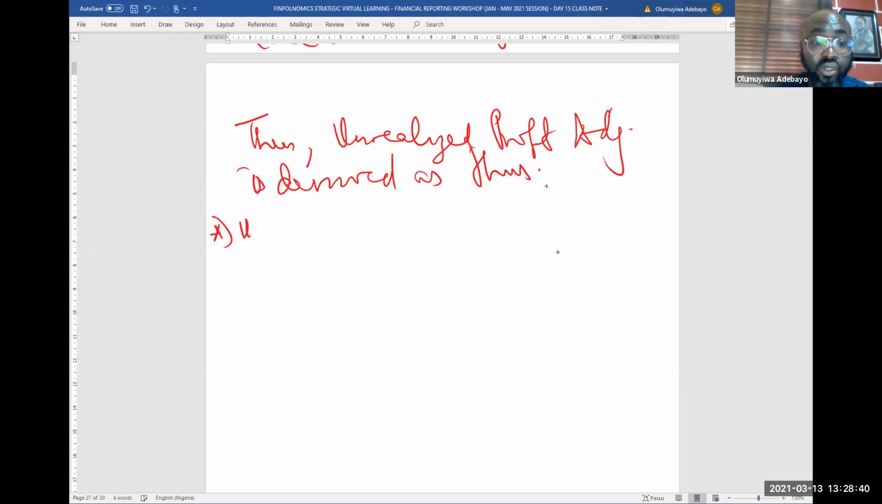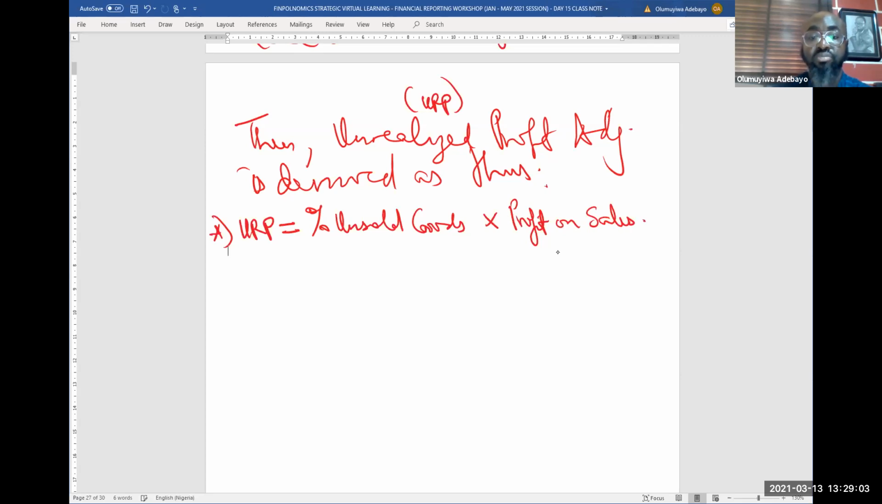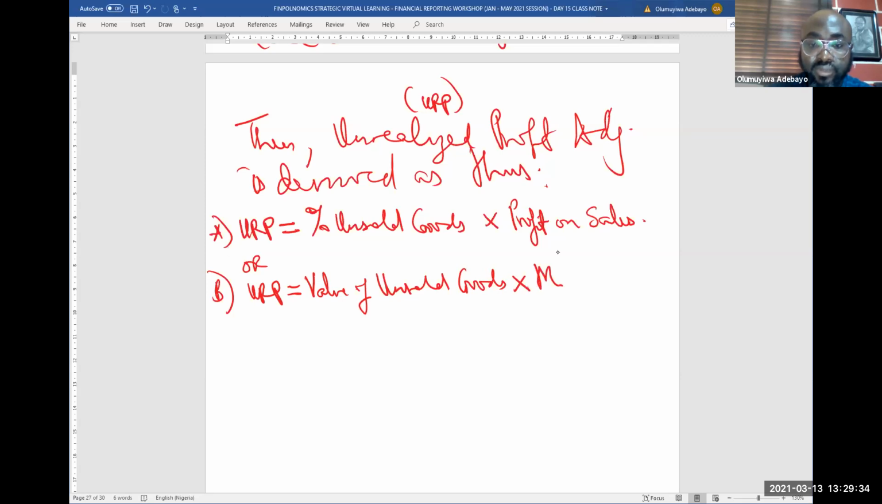A, unrealized profit is equal to the percentage of unsold goods multiplied by the amount of profits on sales made. Okay. Alternatively, if you can't get the percentage of unsold goods directly or indirectly, you can make use of the value of unsold goods multiplied by the margin.